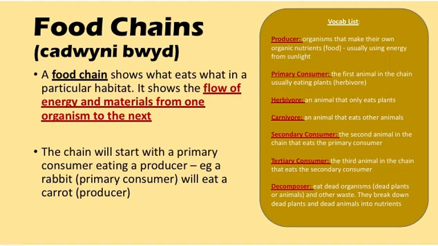It shows the flow of energy and materials from one organism to the next. So the chain will start with a primary consumer eating a producer. Remember, we said a primary consumer is an animal that eats plants, and a producer is an organism that will make its own food, so that would be a plant. So the example I've put on the slide here, a rabbit would be the primary consumer, and that will eat a carrot, which would be the producer. A secondary consumer would then consume the primary consumer, and a tertiary consumer would consume the secondary one, and so on.